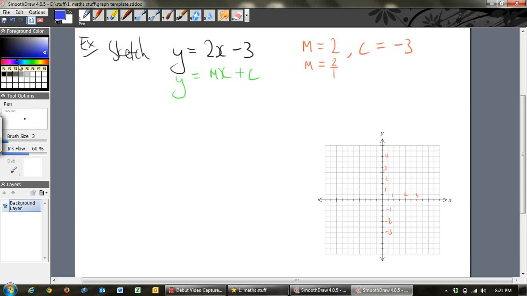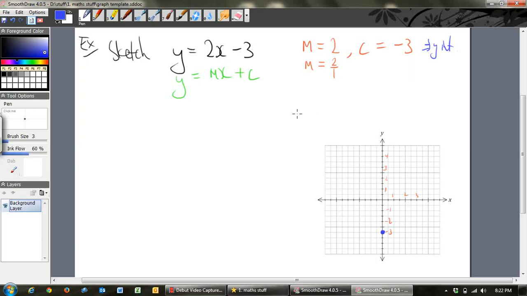So firstly we need to plot the y-intercept, c. I haven't explained this yet, but what y-intercept means is where the graph crosses the y-axis. This line here is the y-axis. The y-intercept is negative 3, so on this line you have to mark negative 3. That's that point there. That's where the line will cross the y-axis.